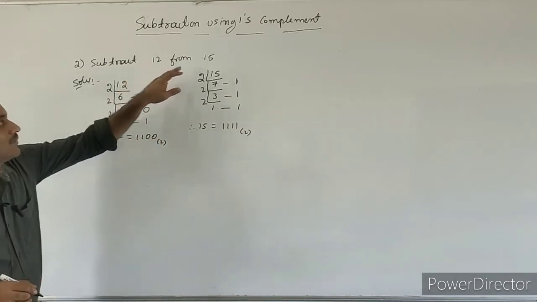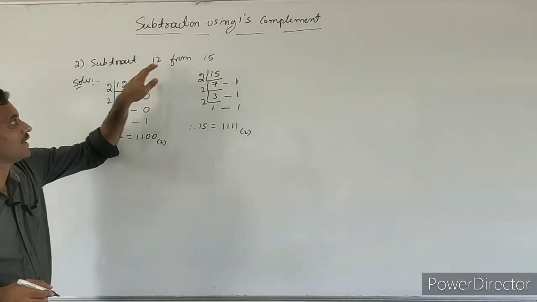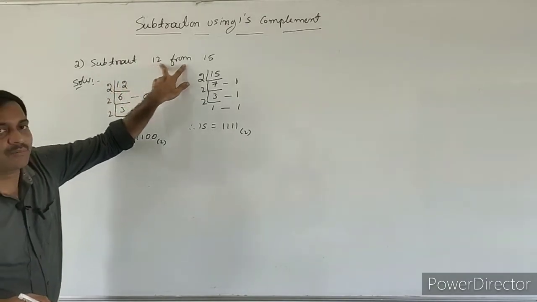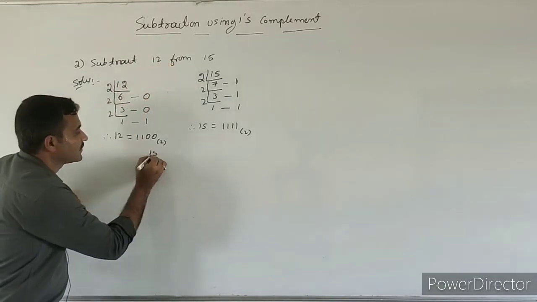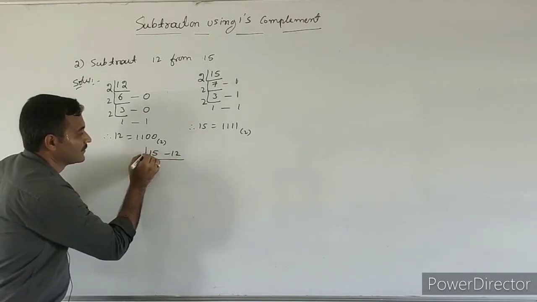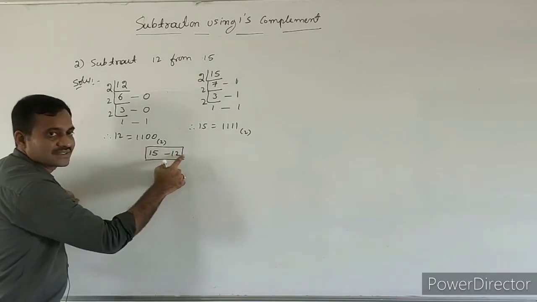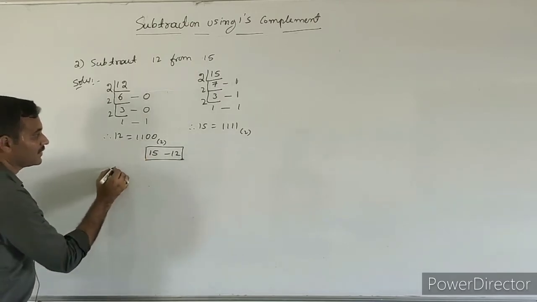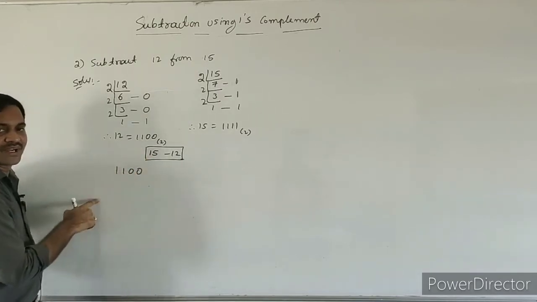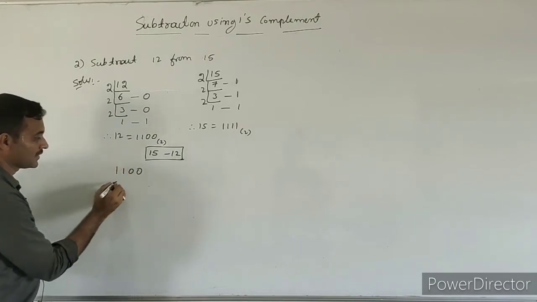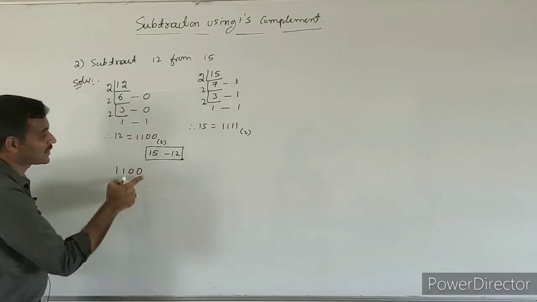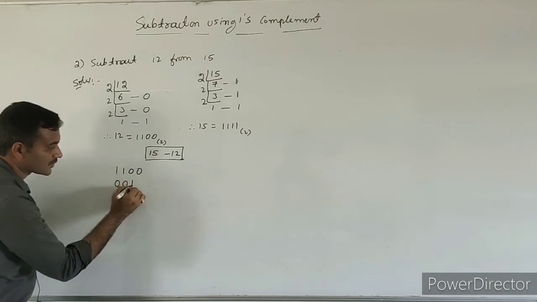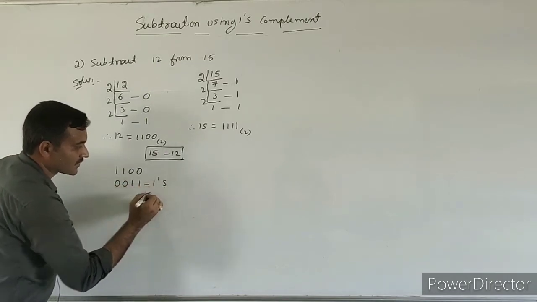Among 12 and 15, 12 is the subtrahend because we have to subtract 12 from 15. That is 15 minus 12. 12 is the subtrahend, 15 is the minuend. So take the subtrahend 1 1 0 0 and find its ones complement by replacing all 1s by 0s and all 0s by 1s.